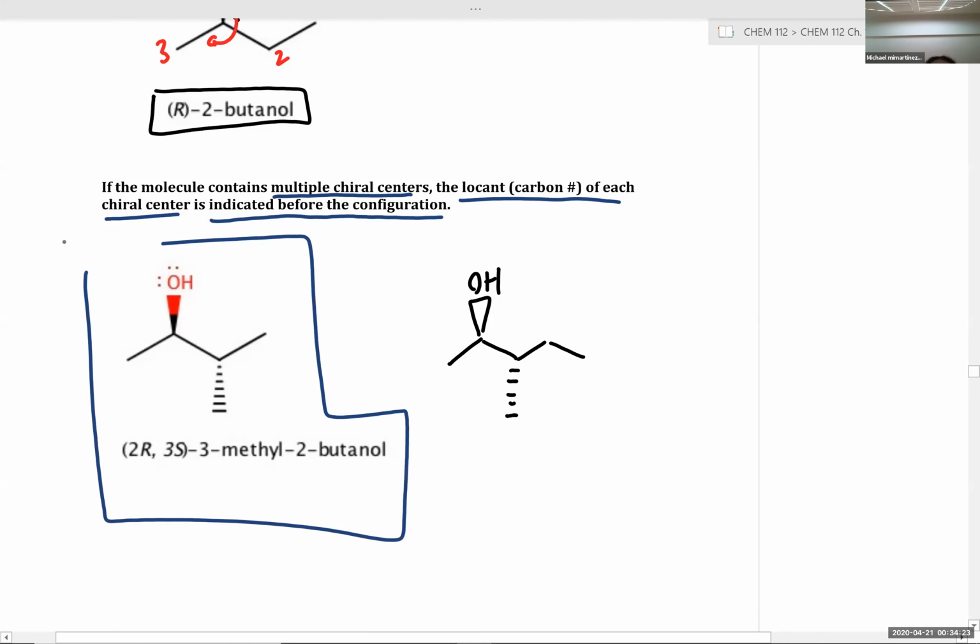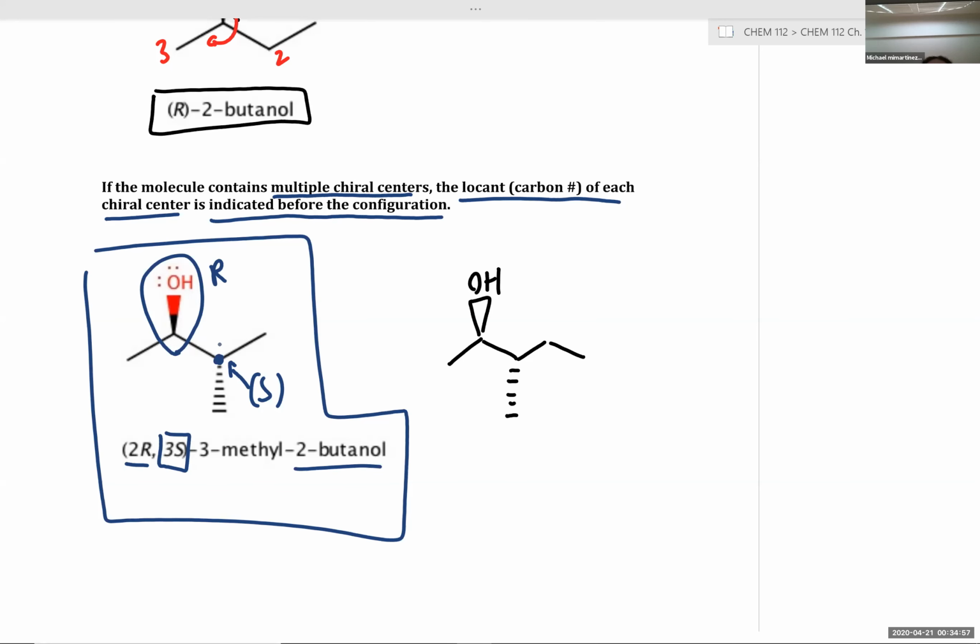Sometimes students, when they see dash and wedge, immediately think chiral center. But we first have 2R, okay, for our 2-butanol. So we're saying this alcohol has an R configuration. And then 3S. So we're saying that this center is an S center. Would someone like to comment on this second center? Is this second center a genuine chiral center?